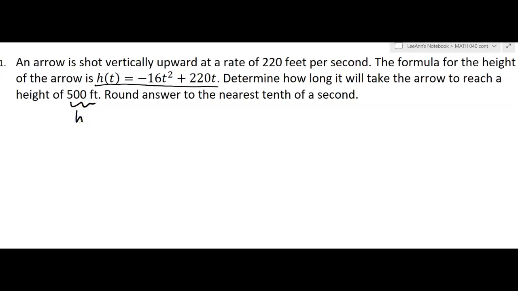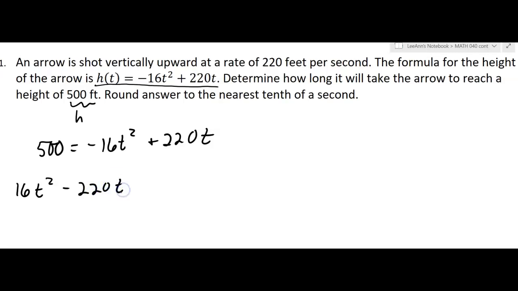So we're saying 500 equals negative 16t squared plus 220t. Now, it's a quadratic equation. I'm going to set it to 0, so I'm going to have 16t squared minus 220t plus 500 equals 0. So I put everything on the left.